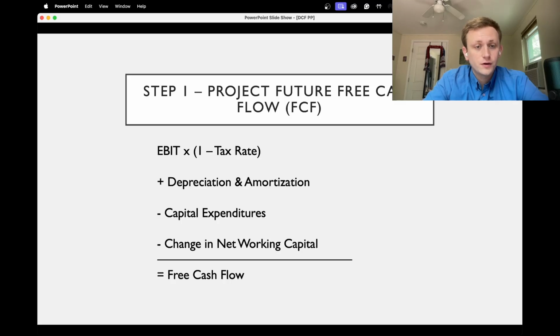So as you can see here, this is the equation. So we get the EBIT, and we multiply it by 1 minus the tax rate. Then we add depreciation and amortization. Then we subtract capital expenditures, subtract change in net working capital, and then we get our free cash flow. So I'm going to start doing that now.